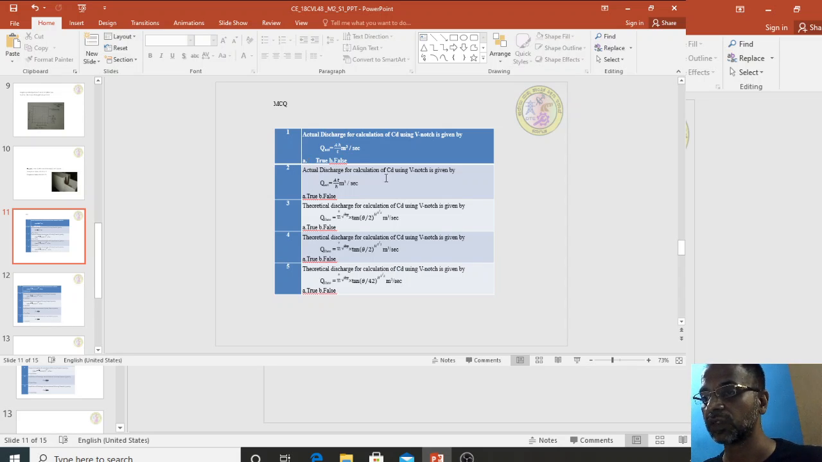Actual discharge is calculated by A t by H? The calculation of Cd using V-notch is given by A t by H. So A is in meter square, H is in meter, so it should be meter cube per second. If you take this one, it will give meter per second, velocity, not meter cube per second. Therefore the option is B.